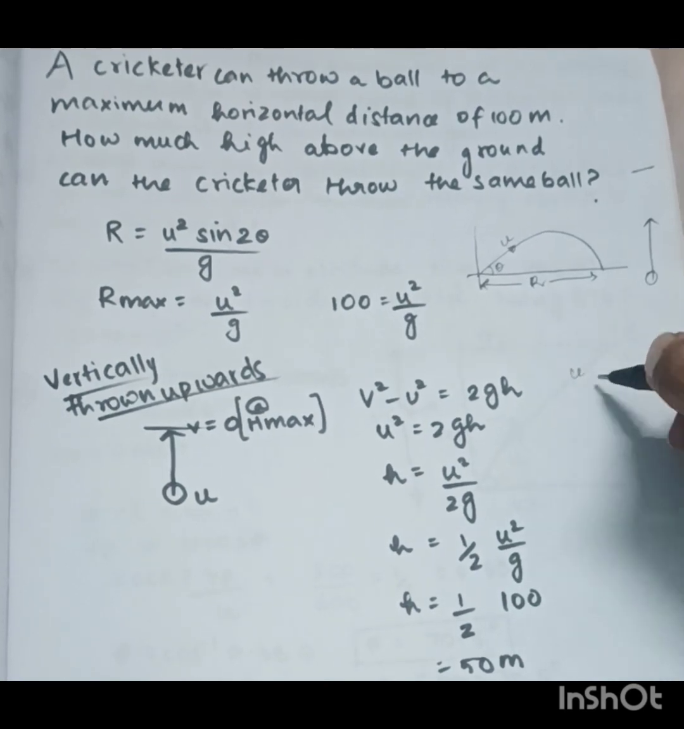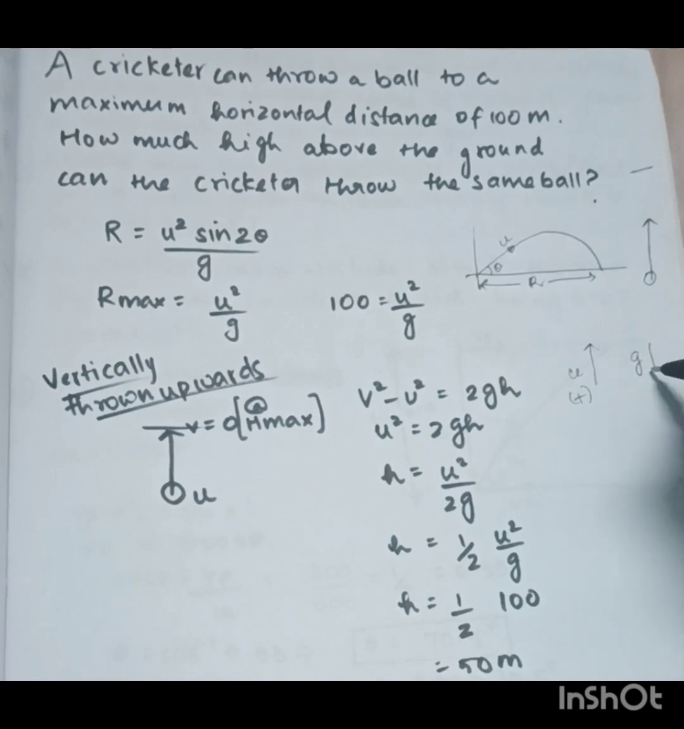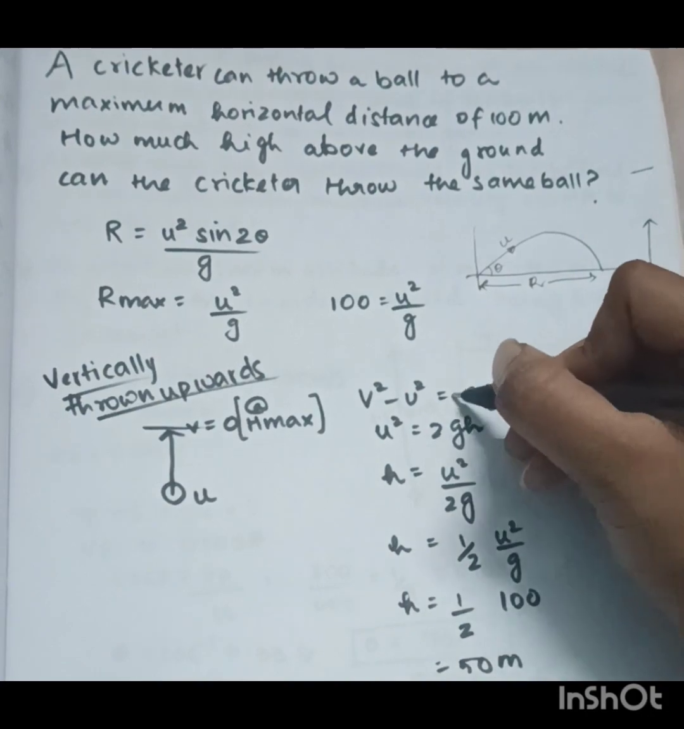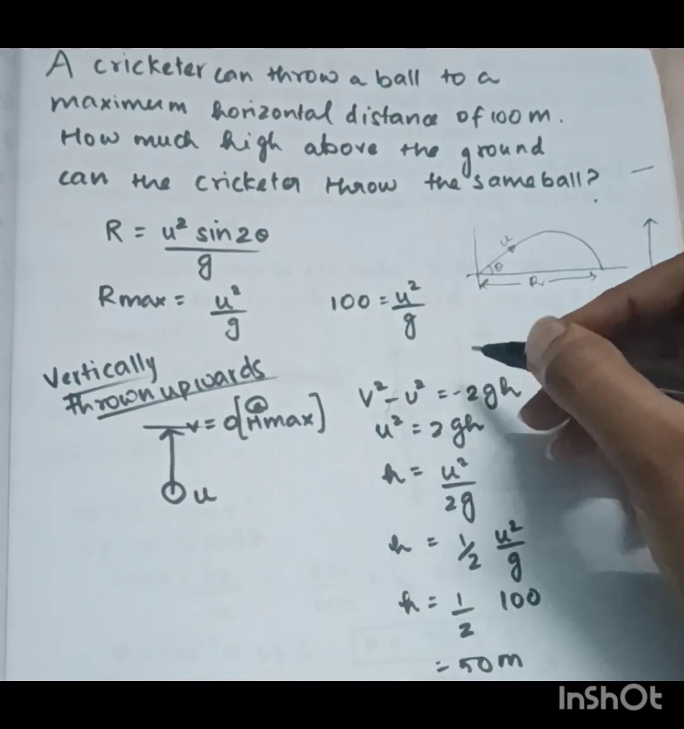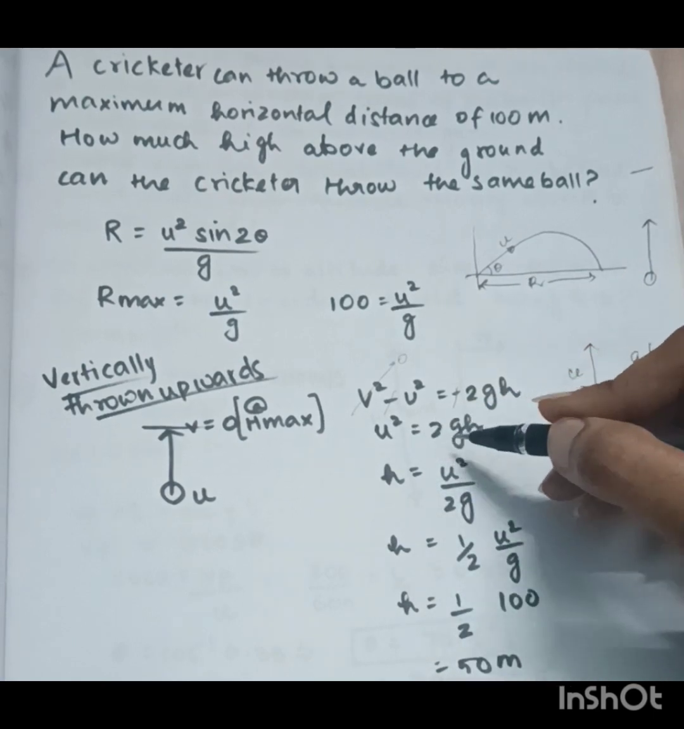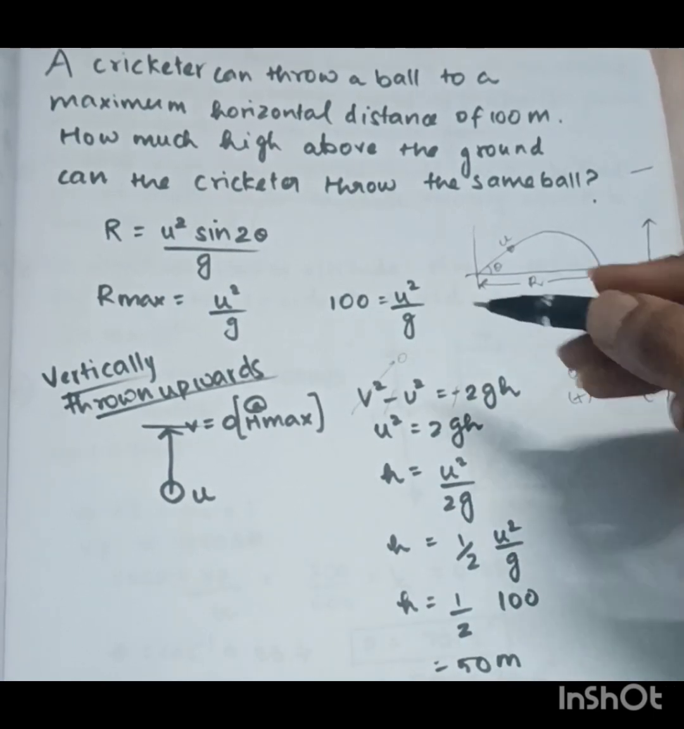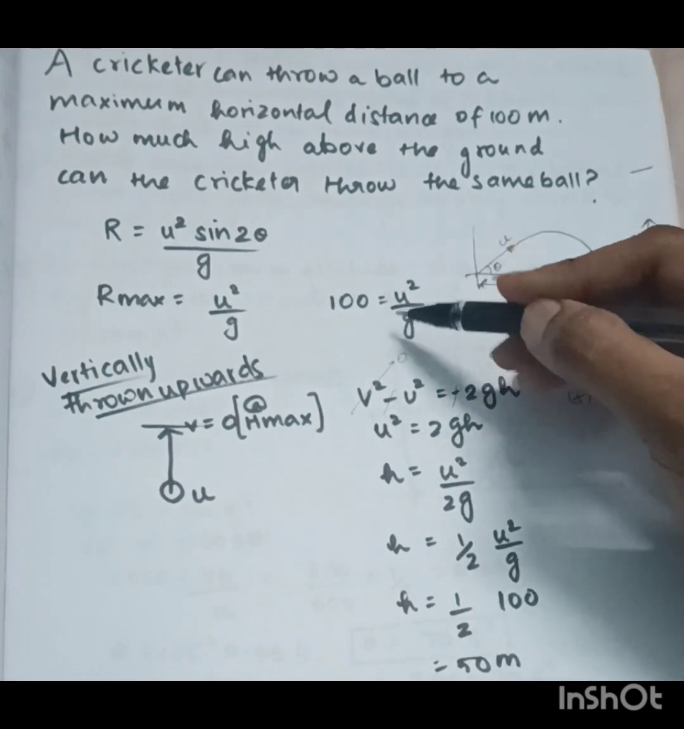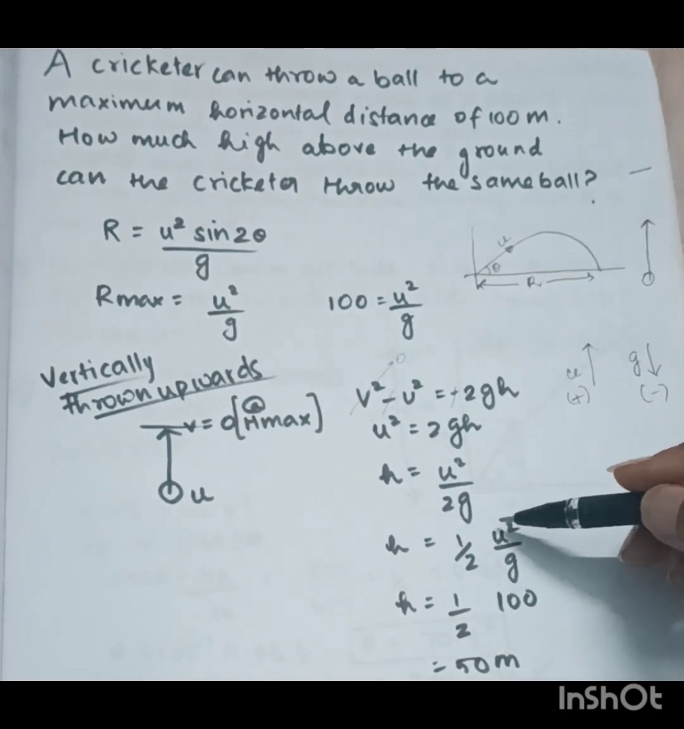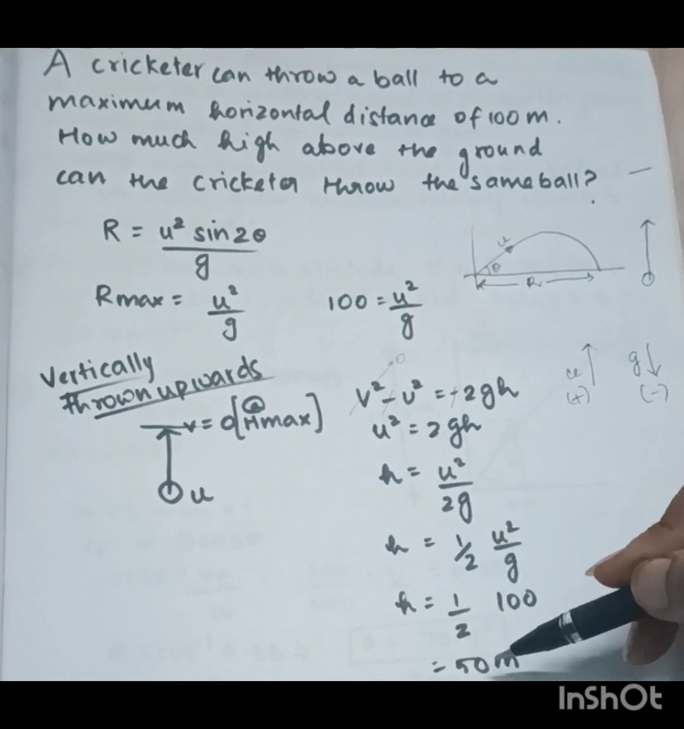I am taking u in this direction as positive, then g is in the other direction, so I should take it as negative. So it is minus 2gh. This minus and this minus go off because v square is 0. So u square equals 2gh. H equals u square by 2g. We know the value of u square by g is 100. So h is 1 by 2 of 100, which is 50 meters.